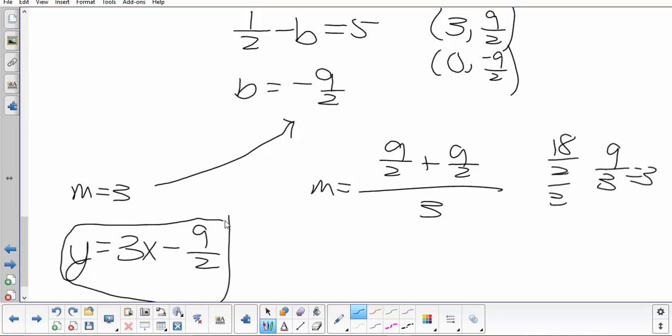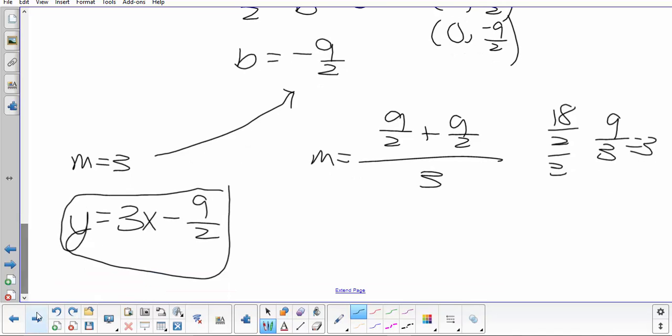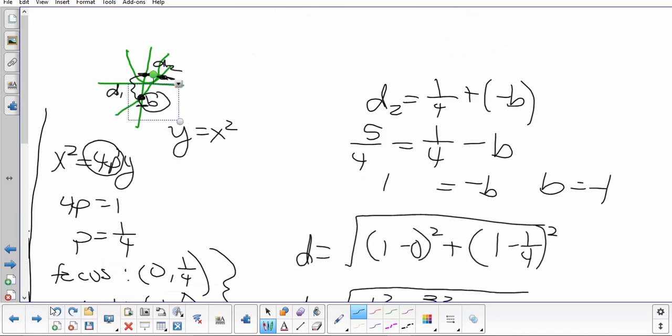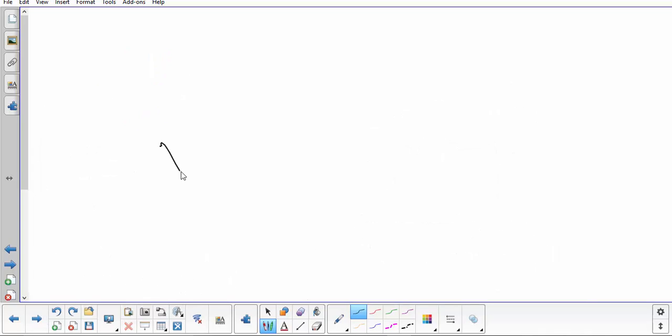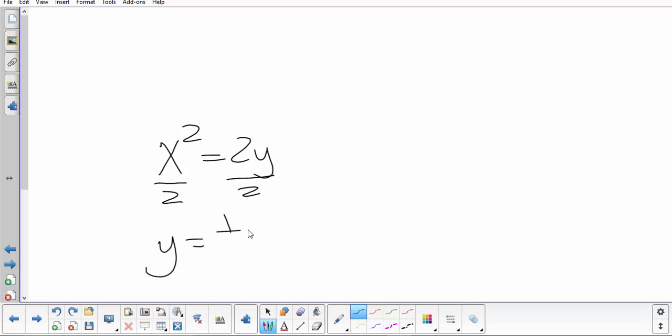If you did this using calculus, you should have gotten the same thing. Oh, one tricky thing, let me point out: if you did this using calculus, you would have to isolate y first before you found your slope formula. So when you isolate y first, the equation is x squared equals 2y. So you would have to divide by 2. So you get y equals 1/2 x squared.